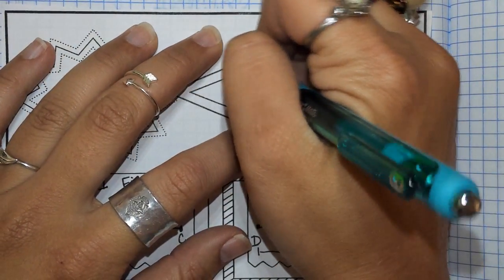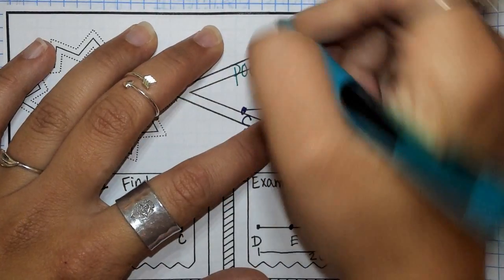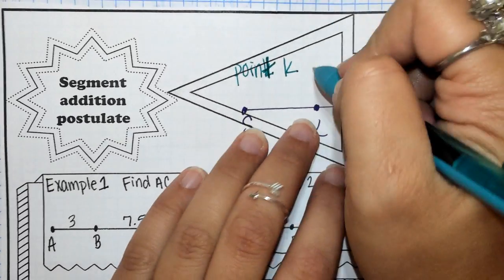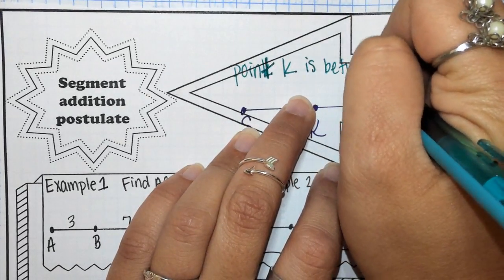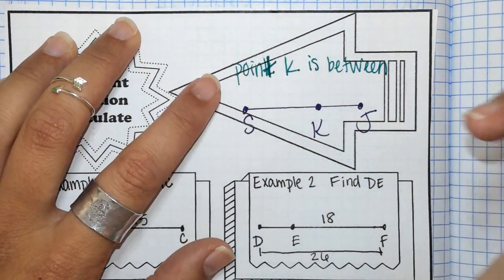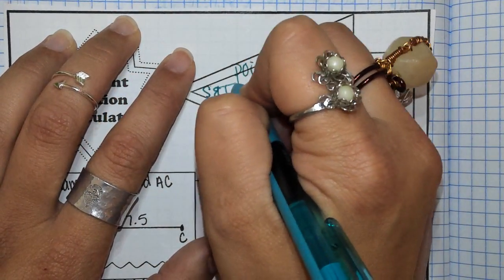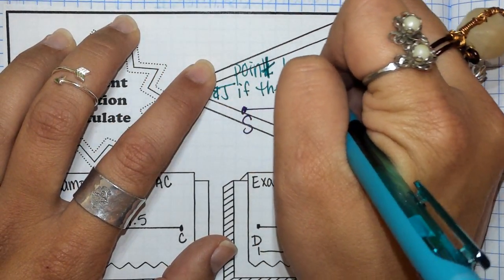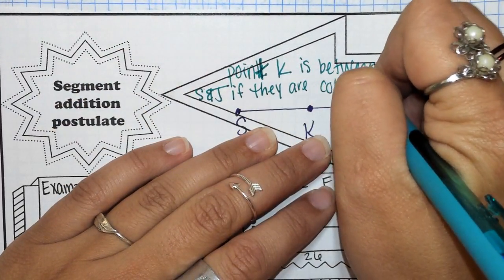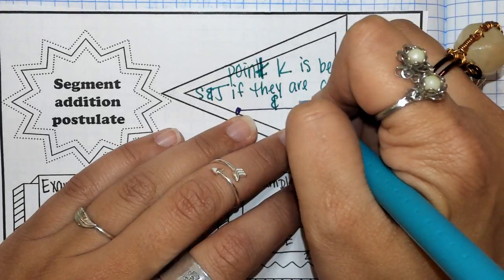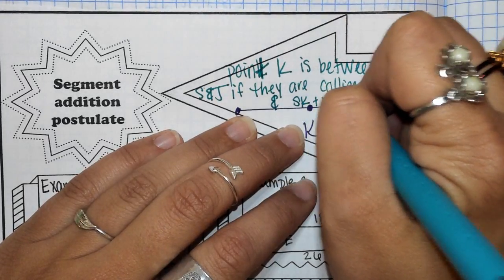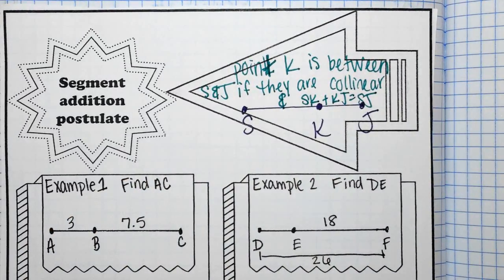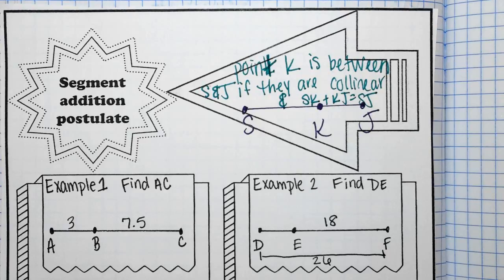It says point K, oh Blair, that's not how you spell point, is between S and J if they are collinear, and SK plus KJ must equal SJ. So it's basic stuff, right? If you add it together, you should be able to get the full part.